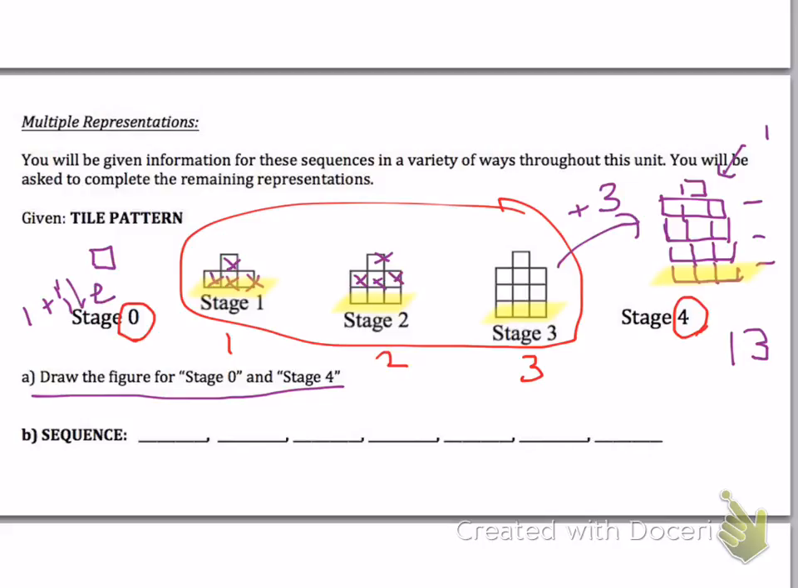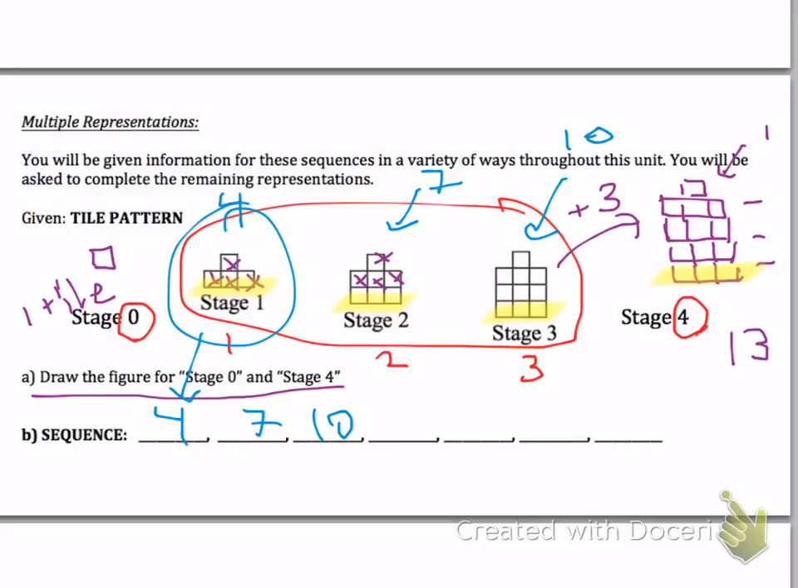Okay, so for writing out my sequence, we always start with our first term. So we're going to start with this and list it right here. So this has 4 tiles in it. So I'm going to put a 4 right there. Stage 2 has 3, 6, 7 tiles. So I put a 7 next. Stage 3 has 10 tiles. So I put a 10 next. And we already saw that stage 4 has 13.